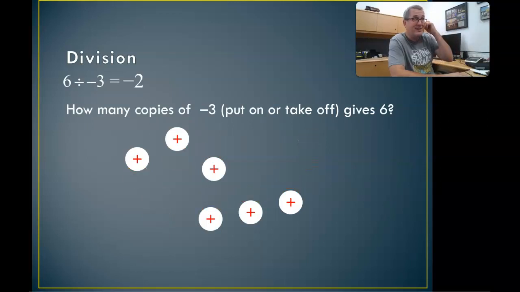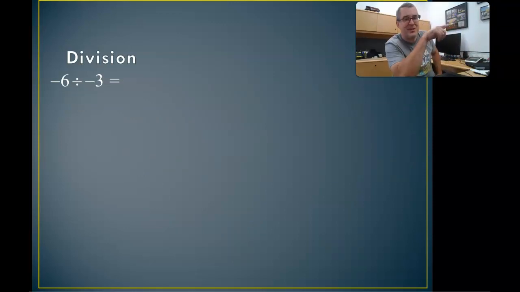Now put it all together and try this one. Pause the video. Give it a go. How are you thinking? Try it with the manipulatives. Come back and see. I hope you did it.